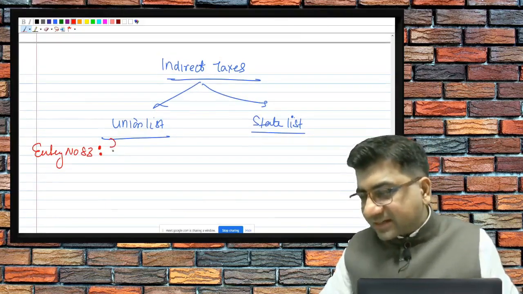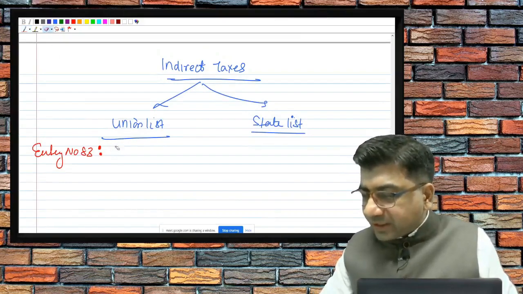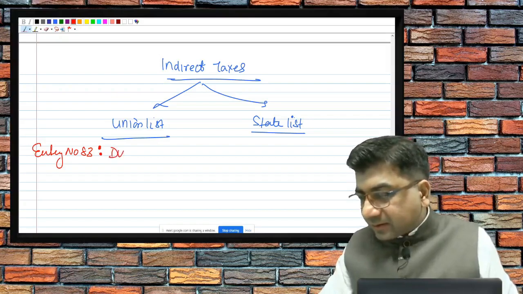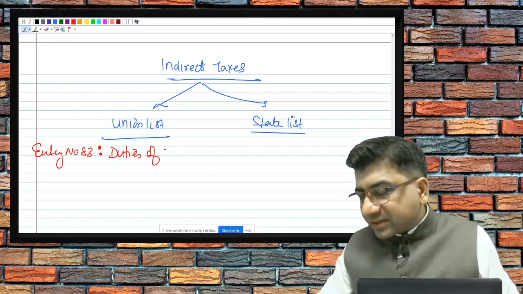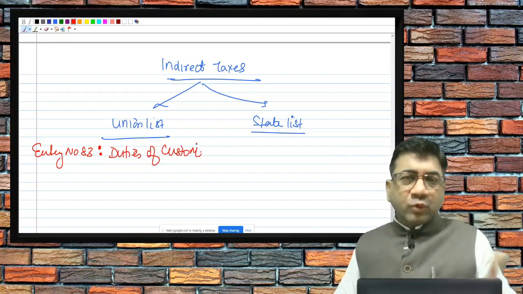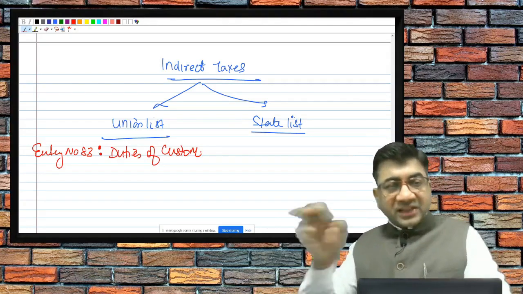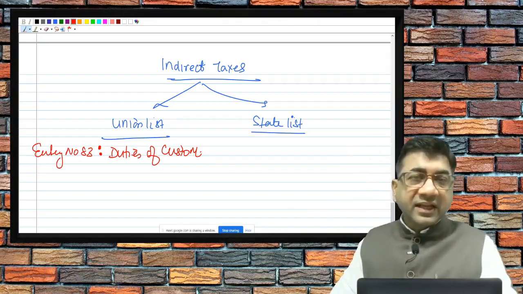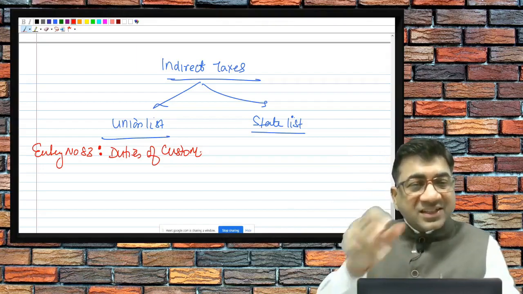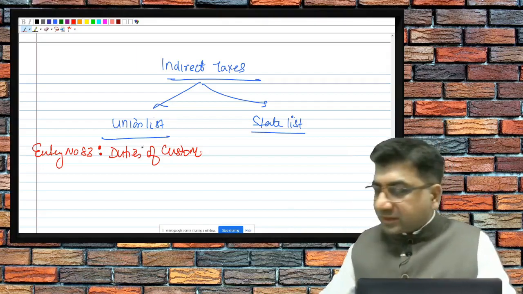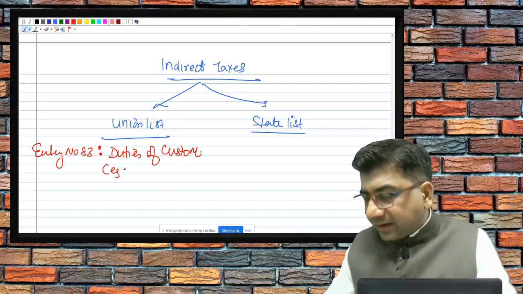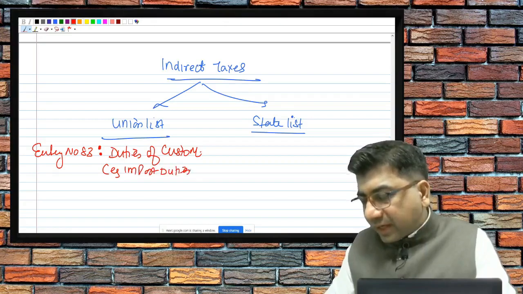Yes, that is again a central government subject. Duties of custom, custom duties. That's import and export duties. The custom duties are levied because of entry number 83, and the Customs Act 1962 has been passed. So here import duties and export duties are levied.